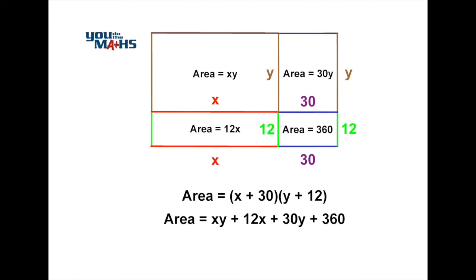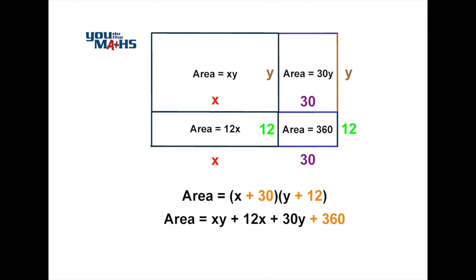We can see here first up that the first part of our expansion, xy, matches the first two parts of the bracket, in other words, x and y multiplied together. If we look at the next part, which is plus 12x, we can see that's come from the x in the first bracket and the plus 12 in the second bracket. Likewise, the plus 30y has come from the plus 30 in the first bracket and the y in the first part of the second bracket. And then the plus 360 has come from the plus 30 and the plus 12 multiplied together in the first and second bracket respectively.